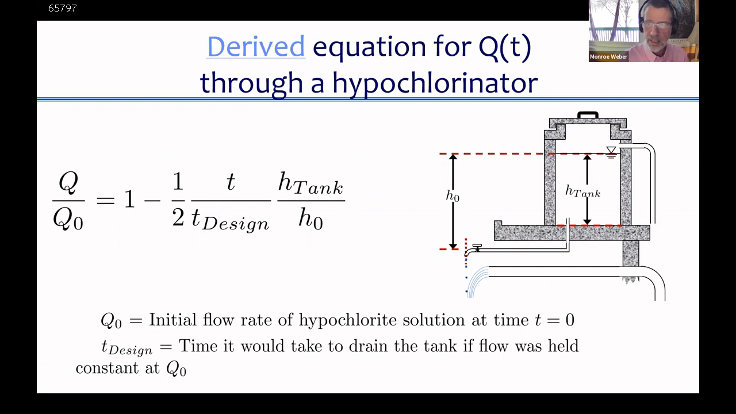And so what's getting us? Well, as T increases, T over T design is the time it would take to drain the tank if the flow was held constant. So you filled up this tank, you set an initial flow rate, and you said, okay, at that flow rate, this is going to last 4 days. So that's T design. And when you come back at T equals 4 days, and if H tank was equal to H0, you would find out that the flow was exactly half of what you had expected it to be.